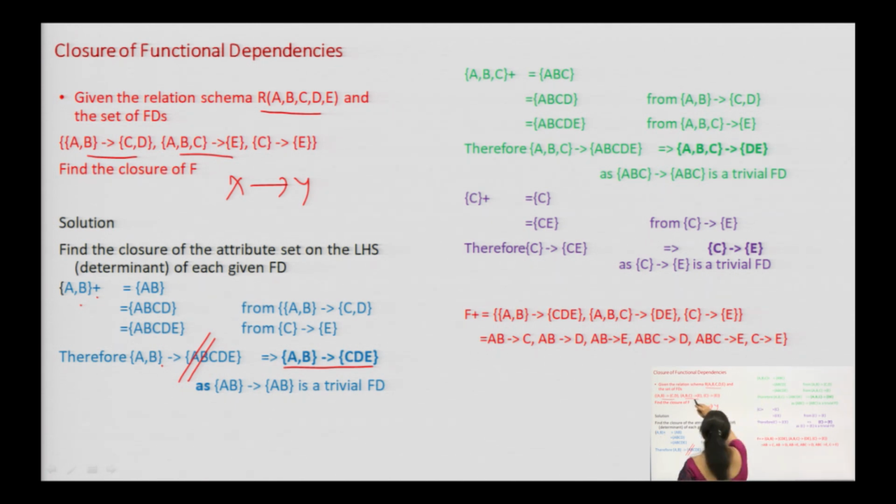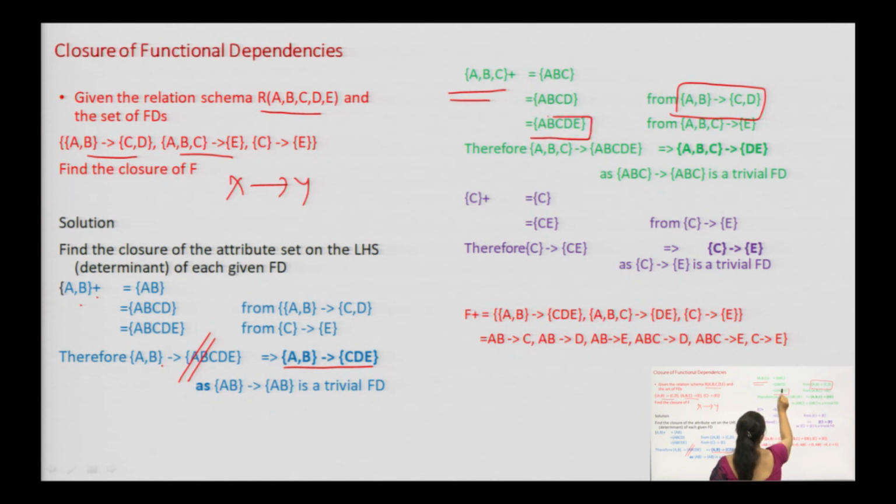Now, let us look at the second functional dependency, ABC determines E. So, we will find the closure of ABC, which is ABC. It becomes ABCD. Why does it become ABCD? Because given is AB determines CD. Given is ABC determines E. So, we get ABCDE. ABC determines ABC, trivial. So, we have over here that ABC determines DE. The closure of C in this case will be CE, and we will have C determines E.